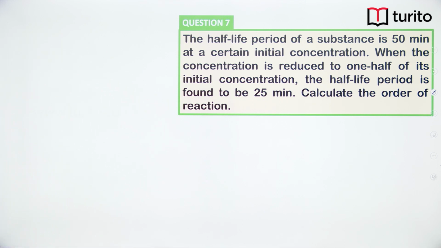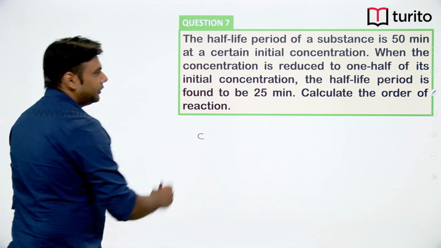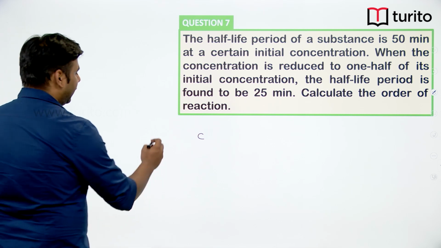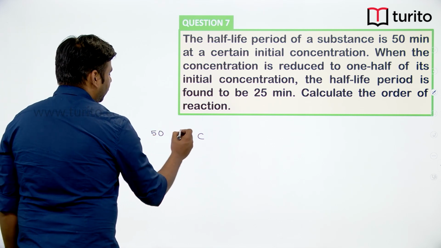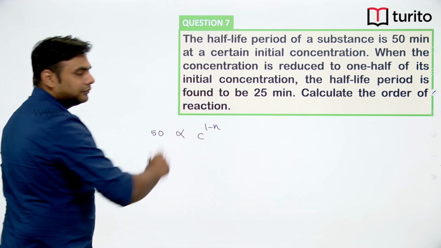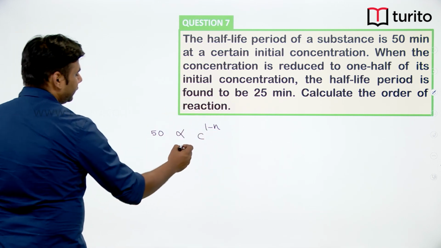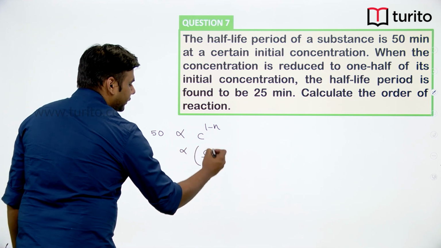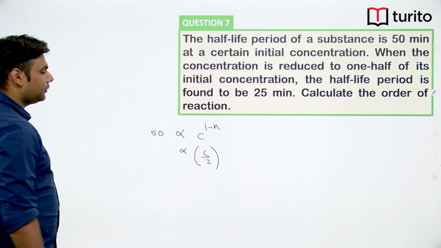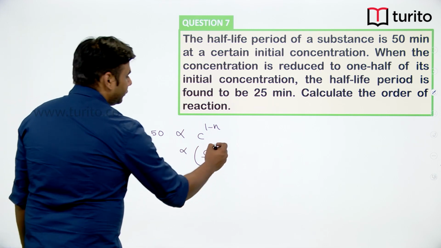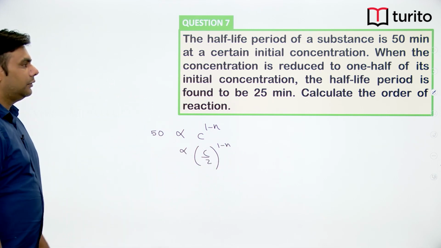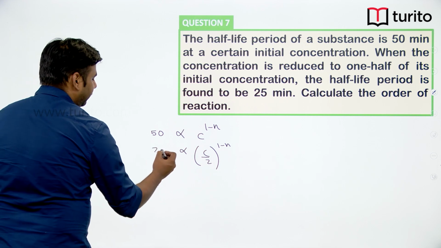This says that the half-life of a certain substance is 50 minutes at a certain initial concentration. Let the initial concentration be C. So T half, which is 50 minutes, is proportional to C raised to power 1 minus n. When the concentration is reduced to half of its initial concentration, the concentration becomes C by 2. This is again proportional to the half-life, which is 25 minutes.